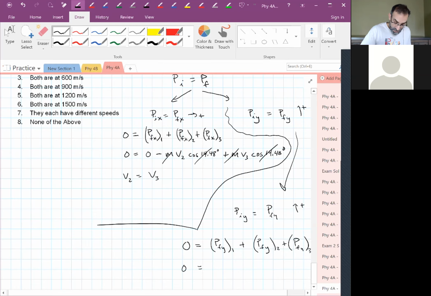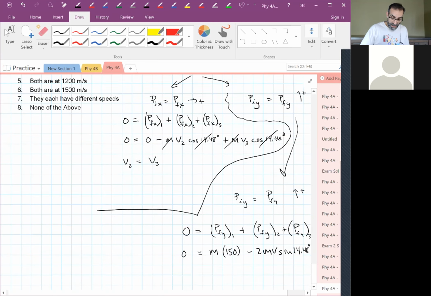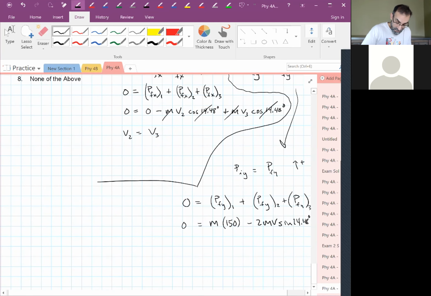For object 1, it's its mass times its velocity, which was given. The other two are both the same, and they're both going in the negative direction, so it's minus 2m v sine 14.48. I need a v in there. And I get 75 over the sine, so v is about 300.